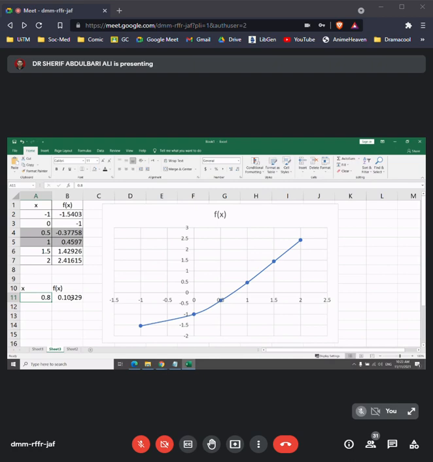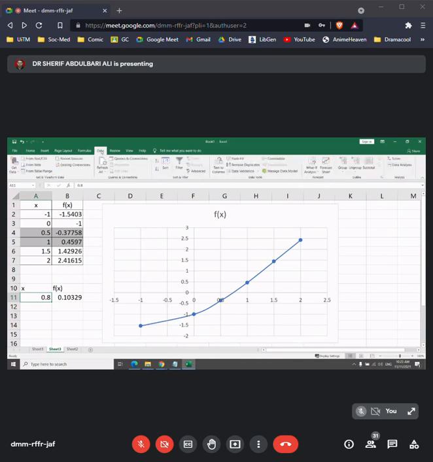This is what we call the goal seek function. So how to use the goal seek function? You click on the Data ribbon in Excel.